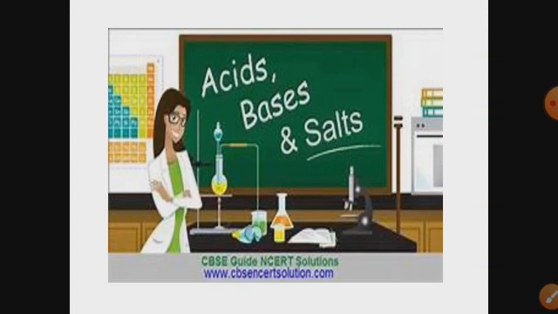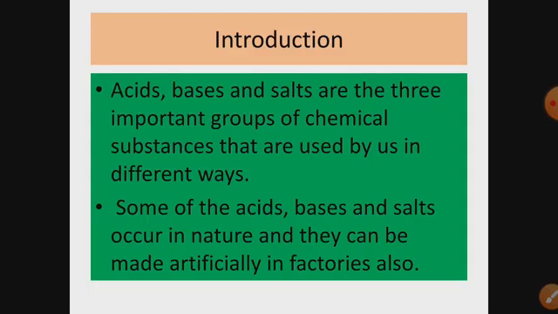What are acids and bases and how do we distinguish between them? That will be all about this chapter. So as an introduction, acids, bases and salts are the three important groups of chemical substances that are used by us in different ways. Some of the acids, bases and salts occur in nature and they can be made artificially in factories also. So we will study the three of them one by one.